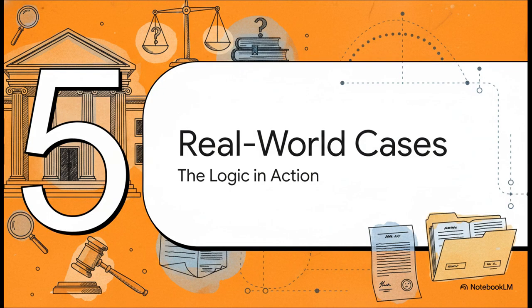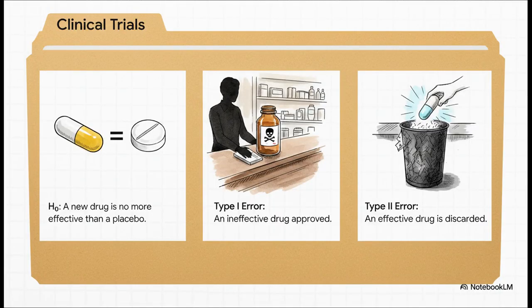Now, I know this can all feel a bit abstract, maybe a little academic, but I promise you, this courtroom logic is being used every single day to make decisions that affect all of our lives. Let's open up a few real-world case files. Okay, think about testing a brand new drug. The null hypothesis, our innocent defendant, is that the drug does nothing. It's just a sugar pill. So a type 1 error here means an ineffective, maybe even harmful drug gets approved and sent to pharmacies. But a type 2 error? That means a potentially life-saving, effective medicine gets thrown in the trash. You can just feel how high the stakes are.